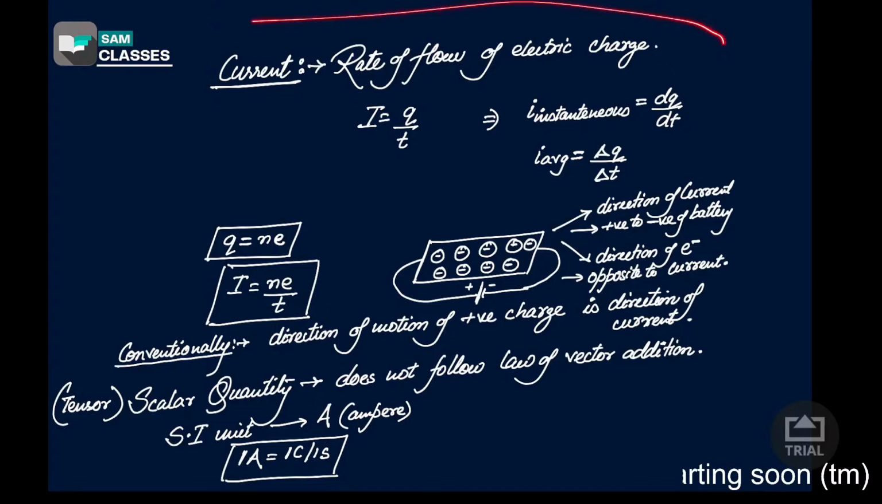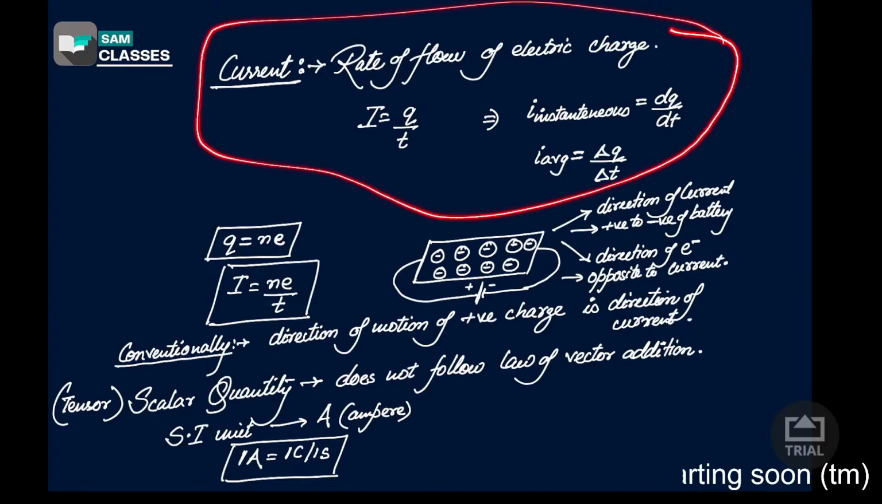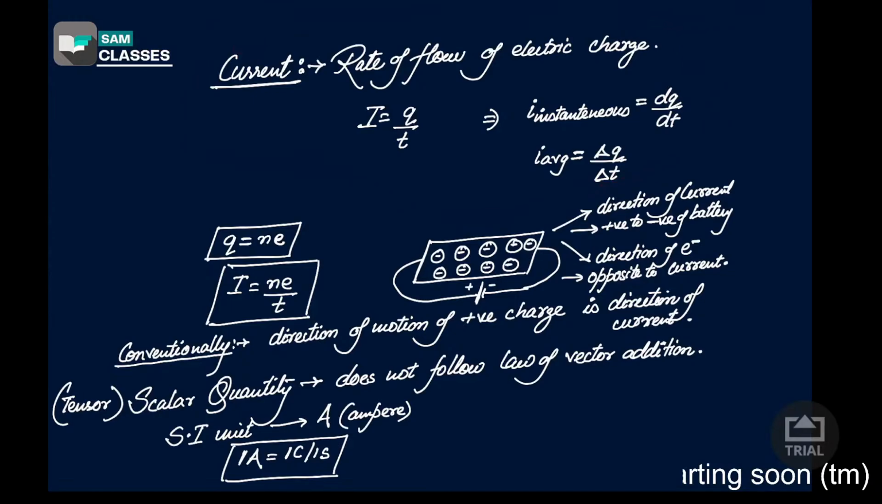So first, we should know the current formula. Very simple questions keep coming from here also. Next, Q equals NE. We'll see a lot of questions from this also. Quantization of charge, Q equals NE. Charge always comes in the form of integral multiples of the electron charge. You can't have half an electron somewhere. You'll have 1 electron, 2 electrons, 3 electrons like that. So if I put NE in place of Q, the current formula becomes I equals NE by T.